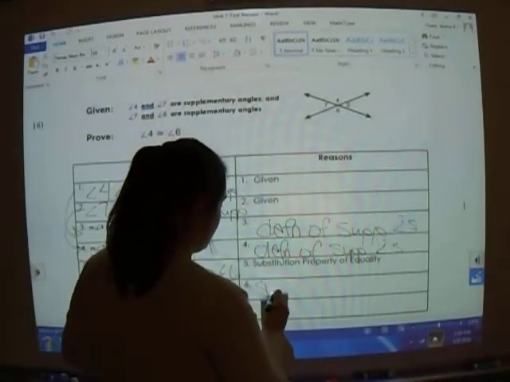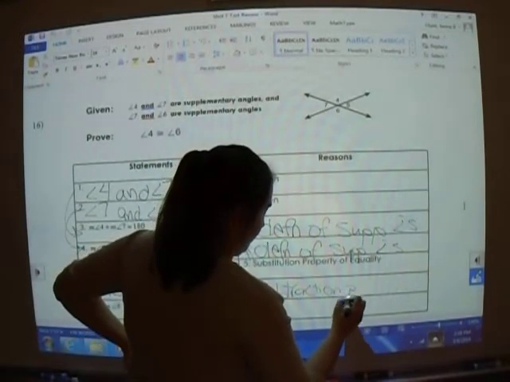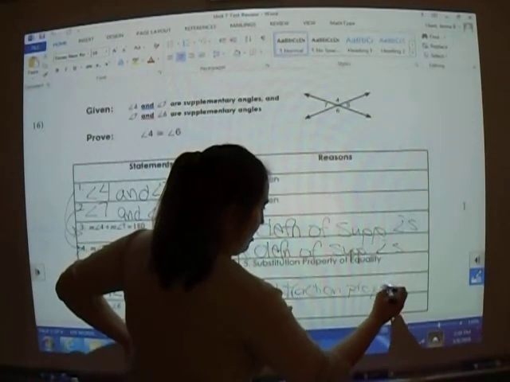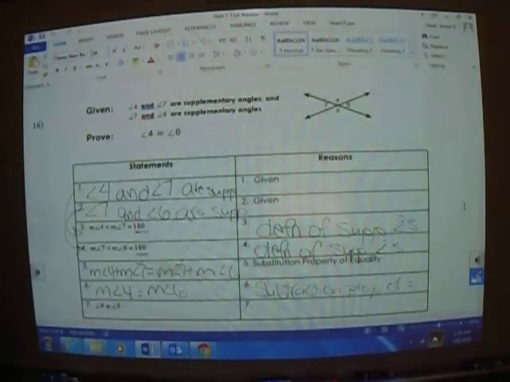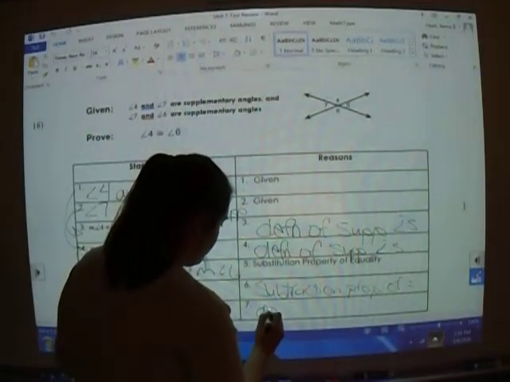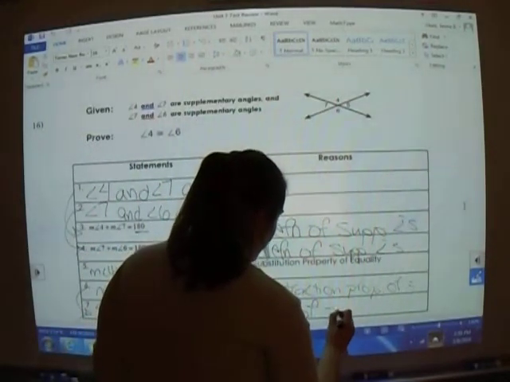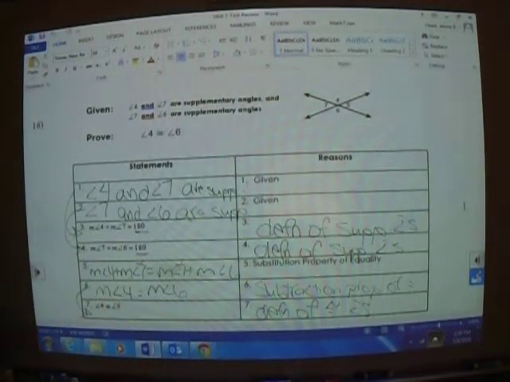And that's just the subtraction property of equality. Alright, and lastly we have angle 4 is congruent to angle 6. Guess what? We're just changing the format for this. So this is the definition of congruent angles. Right? That's it. And that's how you do that proof. Alright, take a minute to write it down, pause the video if you need to go over something. Alright, I'm going to move on.